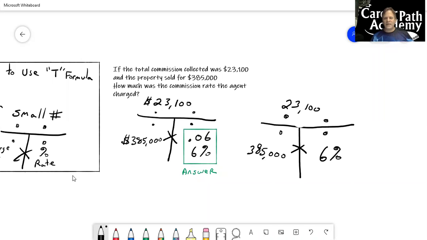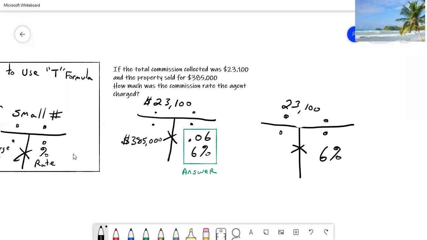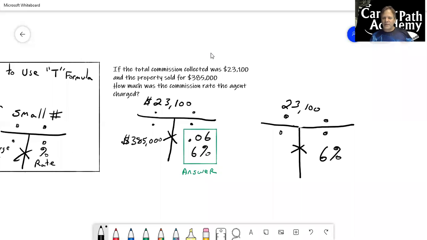Now, what if we do this? $23.1 divided by 6%, we should get 385. Does it work? Yes. All right, so there you go. This shows you how you could use this tool not only to come up with the answer, but also to double check it to make sure that the answer is right. Isn't this really a handy little tool for proving your math problem?